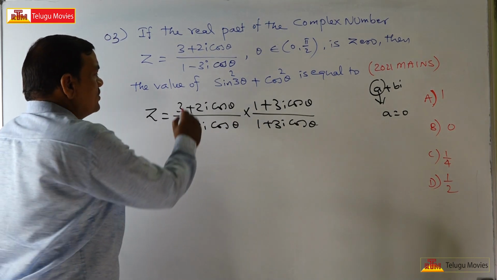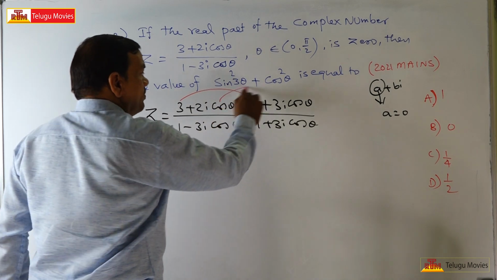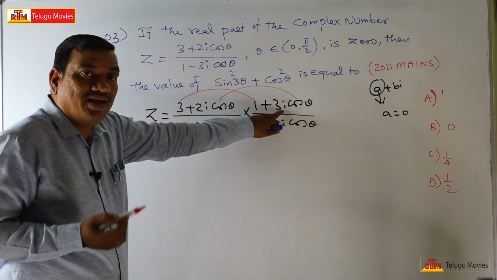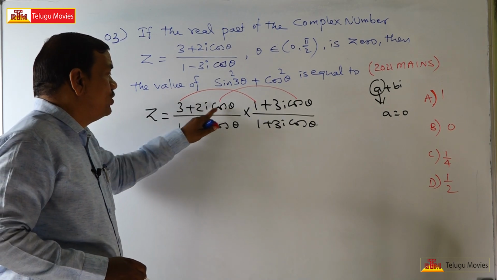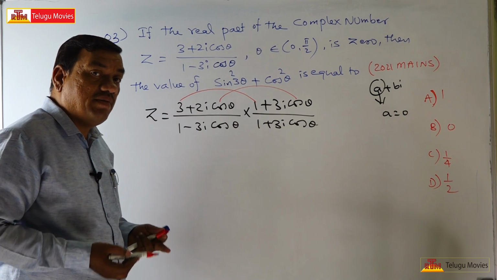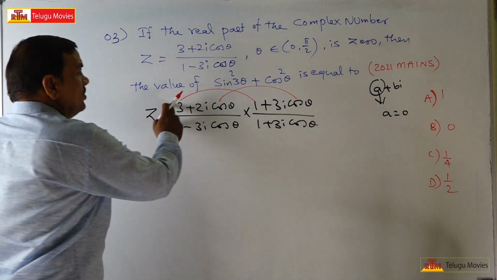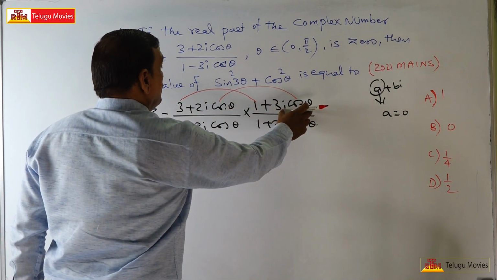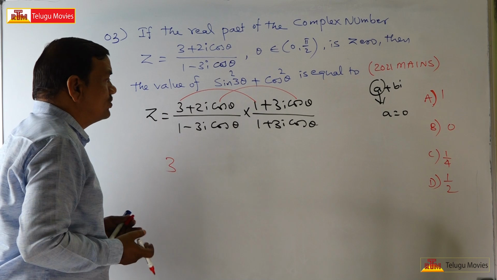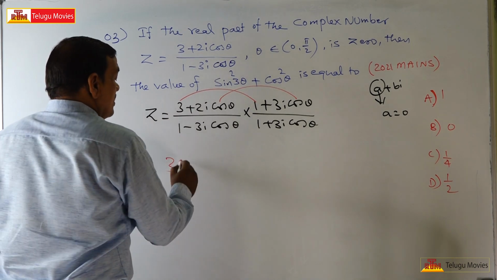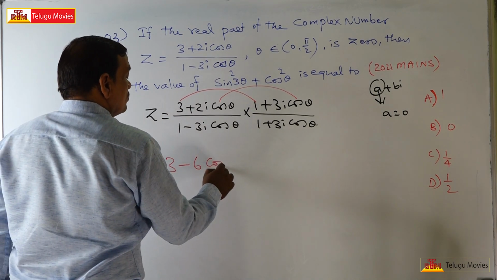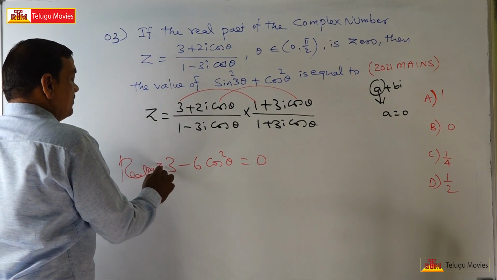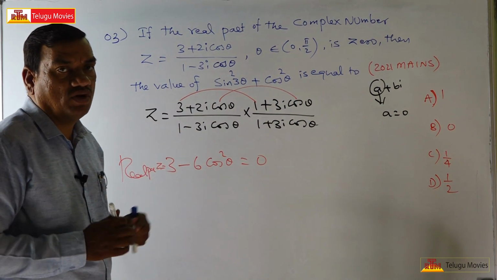So what is the real part? This is 3, and you multiply these two. If you multiply 3 into 3i, you will get an imaginary part. If you multiply 2i cos theta with 1, you will get an imaginary part. Don't do that. So just 3 into 1, which is 3. Then 2i cos theta into 3i cos theta is equal to 6 i square cos square theta, that means minus 6 cos square theta. This is equal to 0. This is the real part of z. That's all. Very simple.